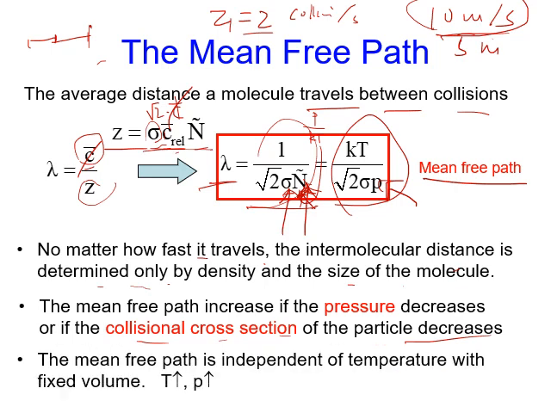The mean free path is independent of temperature. If you look at this equation, it seems to suggest that increased temperature increases the mean free path. But when you increase temperature, pressure also increases if volume is constant. So they cancel each other, and therefore the mean free path is independent of temperature with a fixed volume.